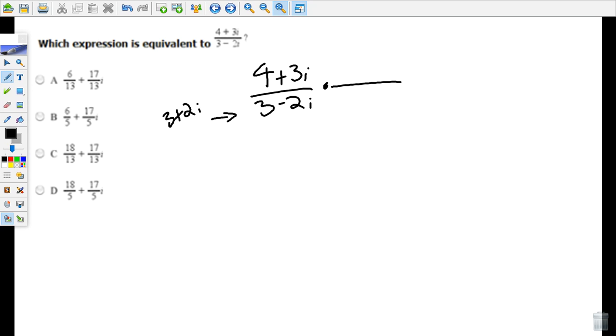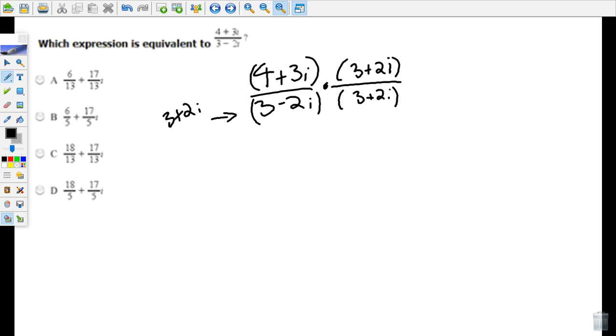So we're going to multiply the top and bottom by 3 plus 2i. The same thing on both. And again, we find the 3 plus 2i because it's the conjugate of the denominator. So now we have to multiply these out.